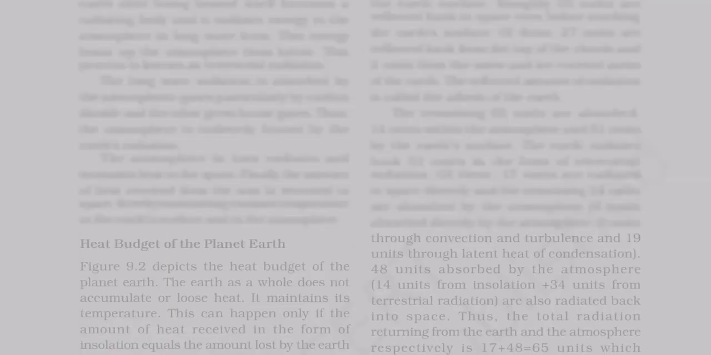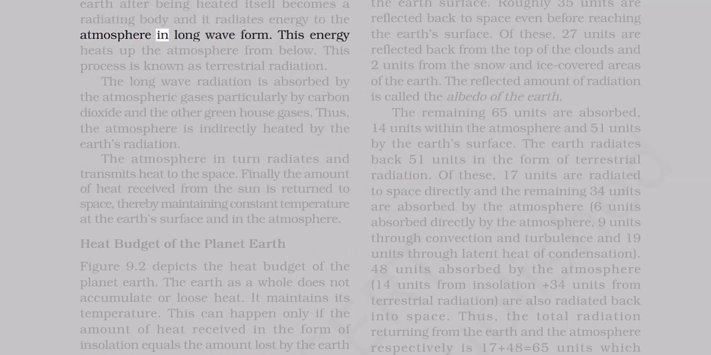Earth, after being heated itself, becomes a radiating body, and it radiates energy to the atmosphere in long-wave form. This energy heats up the atmosphere from below. This process is known as terrestrial radiation. The long-wave radiation is absorbed by the atmospheric gases, particularly by carbon dioxide and the other greenhouse gases. Thus, the atmosphere is indirectly heated by the Earth's radiation. The atmosphere in turn radiates and transmits heat to the space. Finally, the amount of heat received from the Sun is returned to space, thereby maintaining constant temperature at the Earth's surface and in the atmosphere.